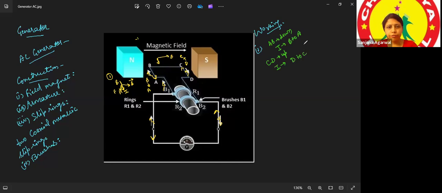So if we take the complete path of current, continue writing. Thus, the effective induced current is in the direction DCBA.